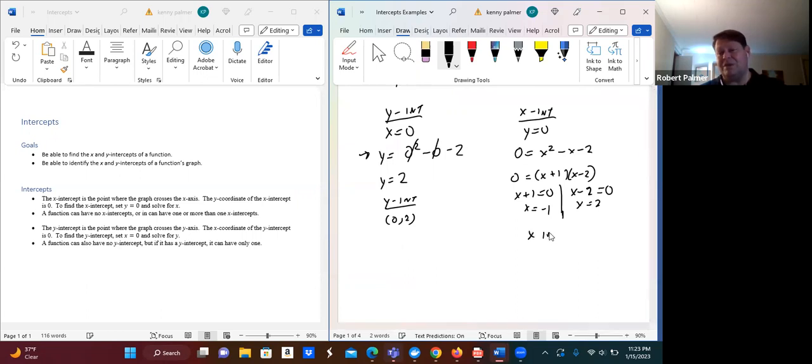So in this case, we have 2 x-intercepts, one at -1 and one at 2. So our x-intercepts, we have 2 of them. The first one is -1, 0, and remember y is 0 in both cases. And then we also have 2, 0. Okay. Now let's go back to Desmos and graph this function and make sure that's what we have.